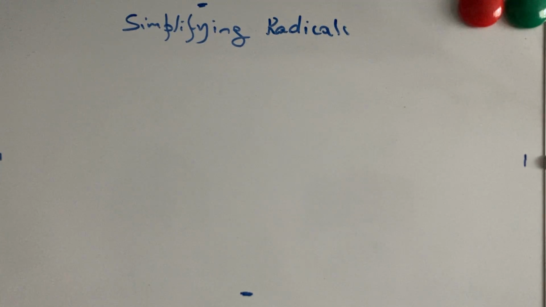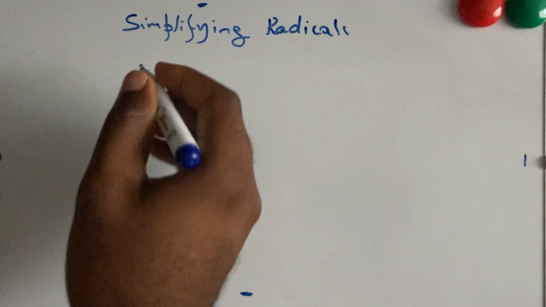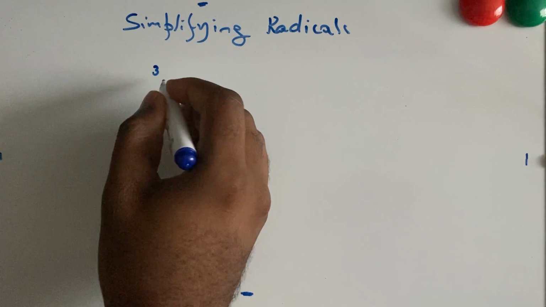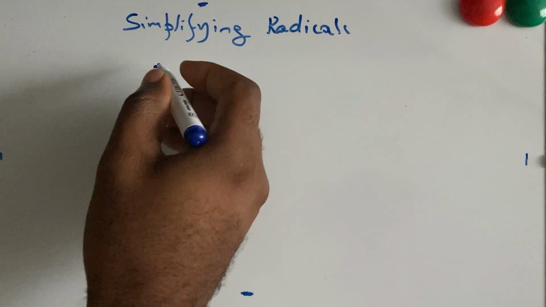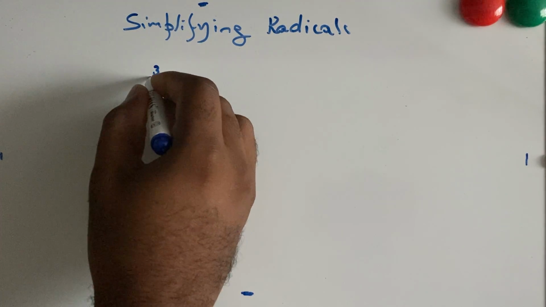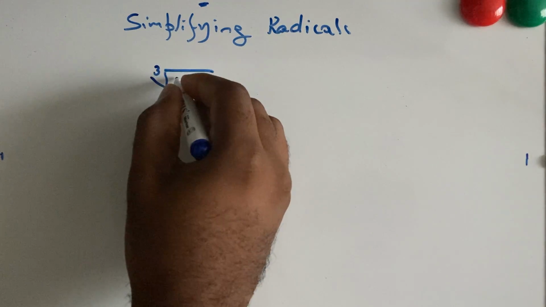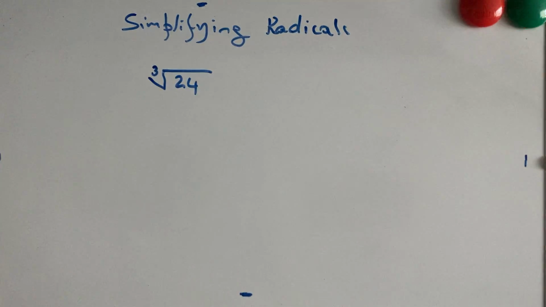For example, let me give you the cube root, and I'll say the same thing here. Cube root of 24. Now remember, this is not the square root, it's the cube root. I put a 3 as the index. Remember, I said the 3 is very important. Now, what can we do here?